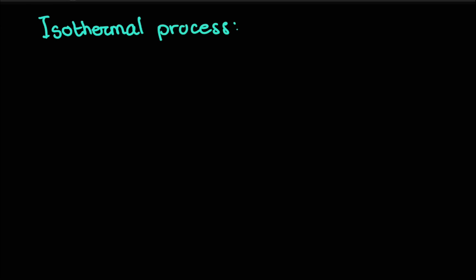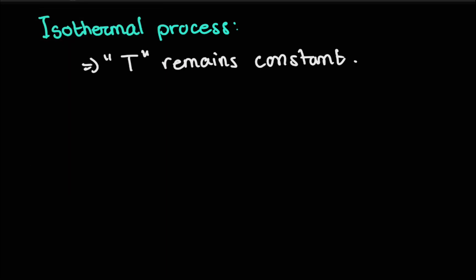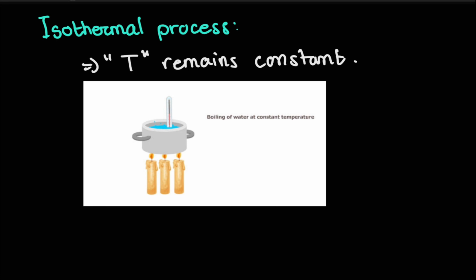An isothermal process is a thermodynamic process where the temperature remains constant. An example of an isothermal process can be boiling water at constant temperature. Here, the temperature remains constant since the reading on your thermometer gives the same reading over time, but the volume doesn't remain constant and neither does the pressure. So we can say that this is a classic example of an isothermal process. So these are the four types of thermodynamic processes. Well, that's all.